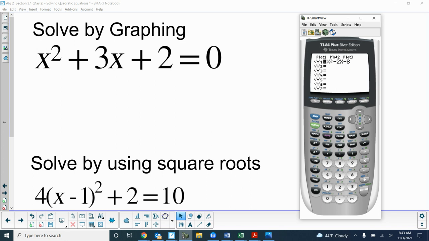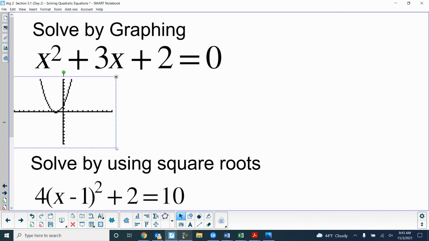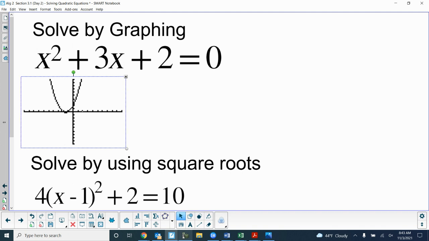All right, so I need an x squared. I got that in there. So plus 3x plus 2, right? And I just hit graph, and there's my parabola. Okay, it looks to me like it's a -1, but I'm not positive.